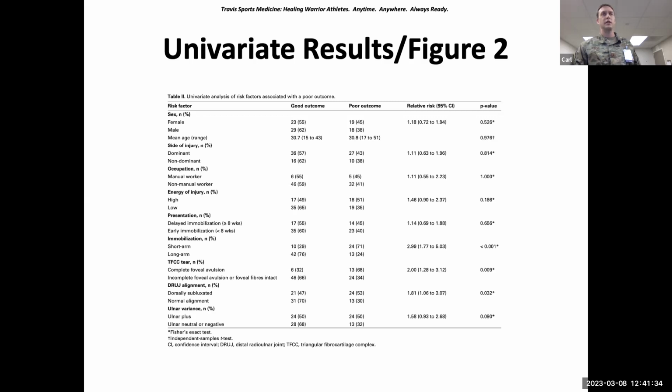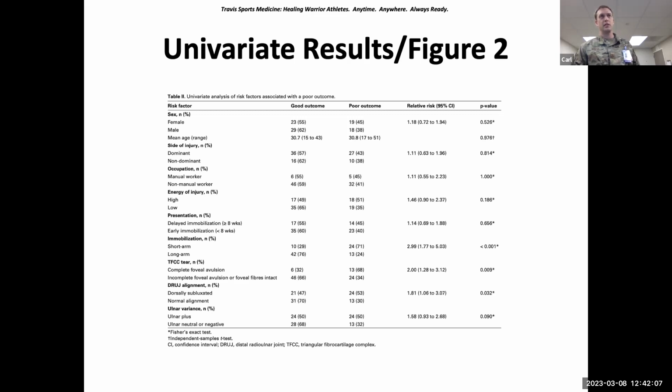And then the kind of TFCC tear, looking at the DRUJ, if there's any instability found on the MRI or on exam, and then the ulnar variance. And as you can see here, there are only 3 results that popped out as statistically significant. These were the immobilization with a relative risk of nearly 3, and the long arm casting seemed to give better predictive good outcomes than the short arm.